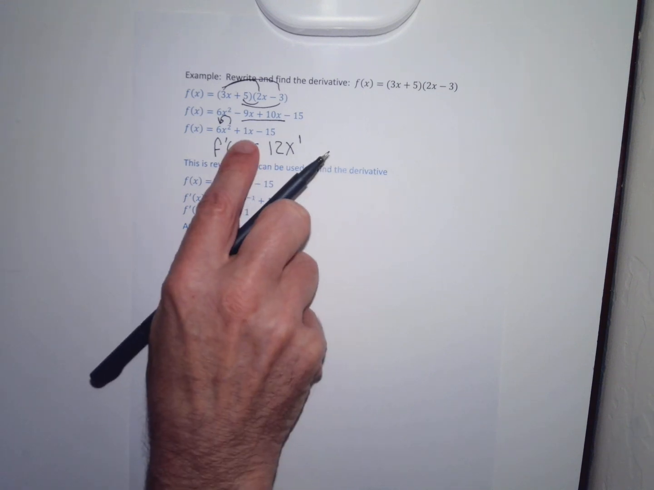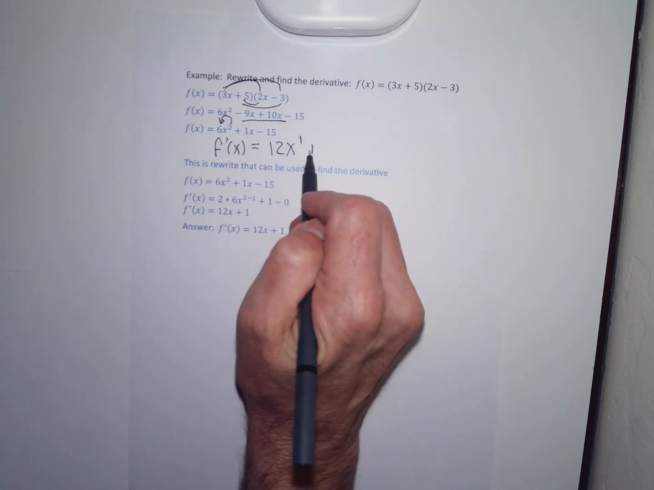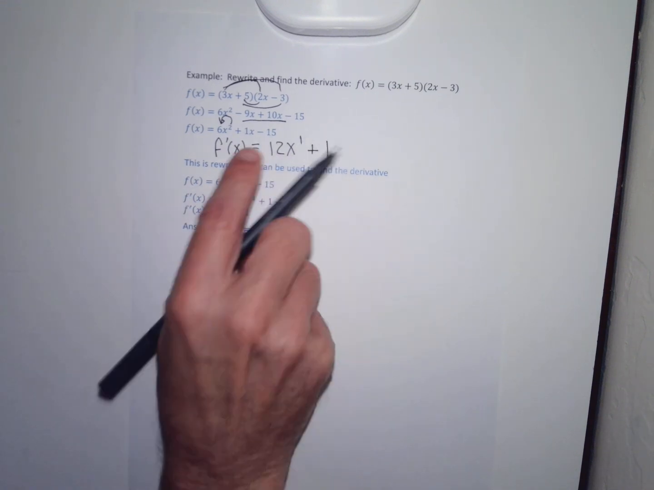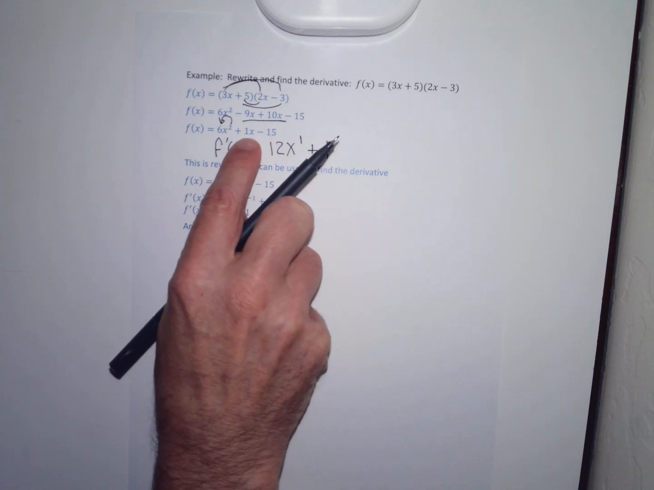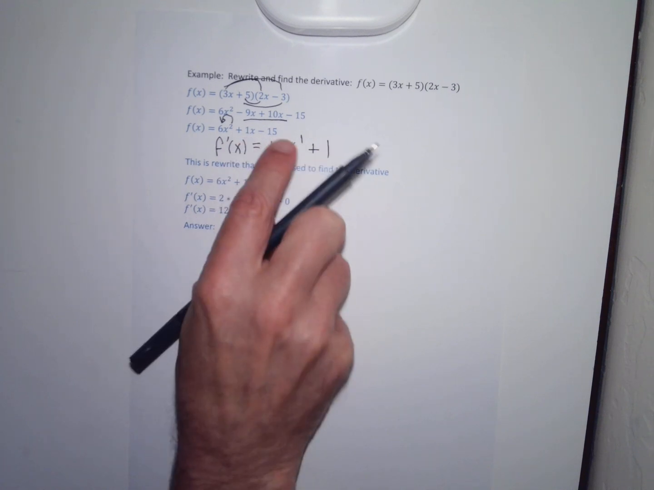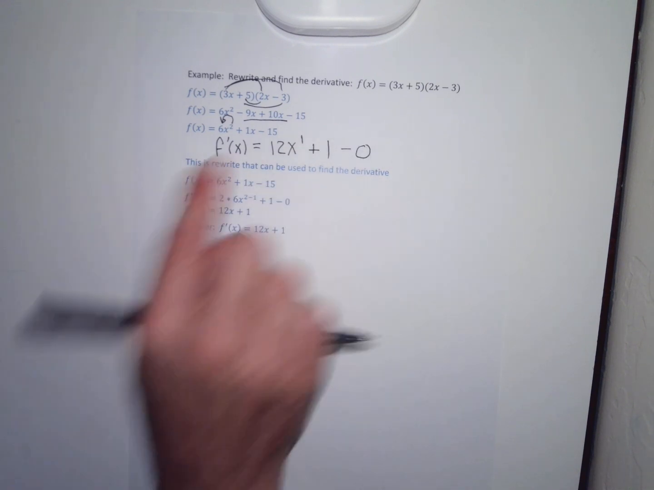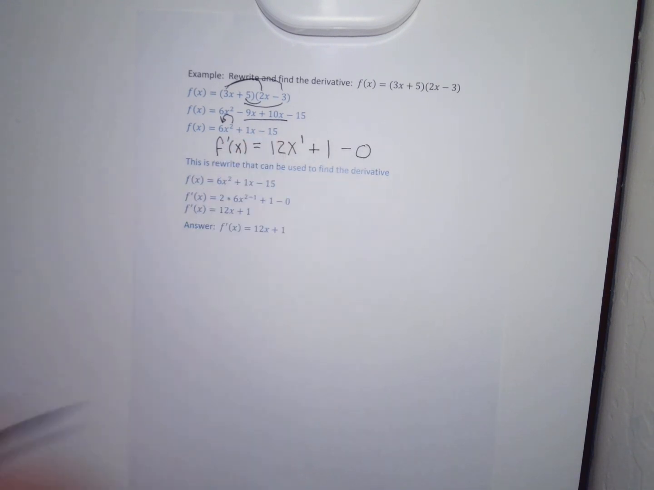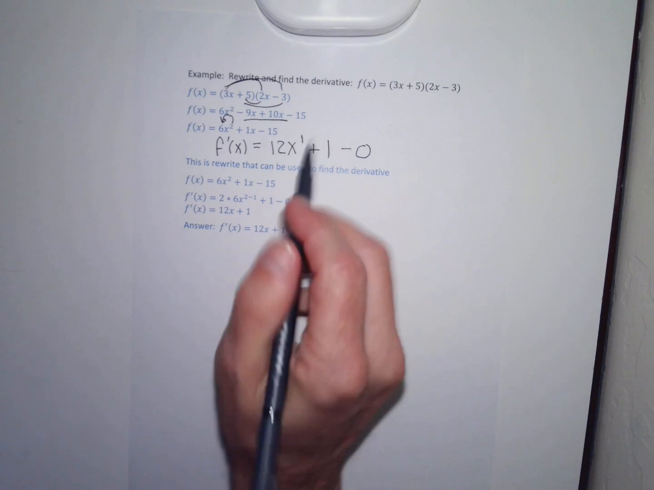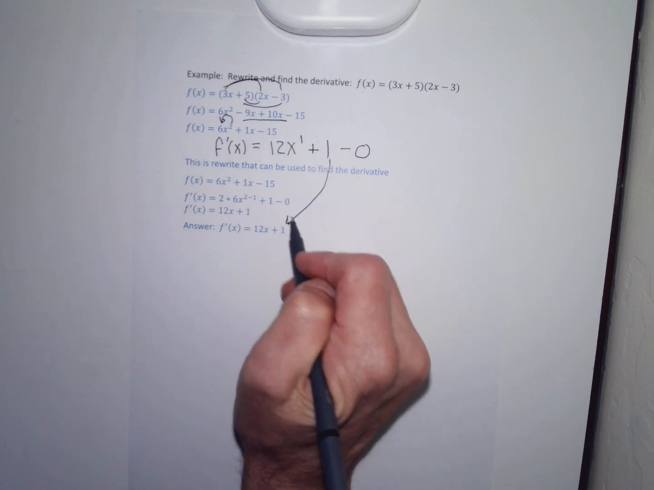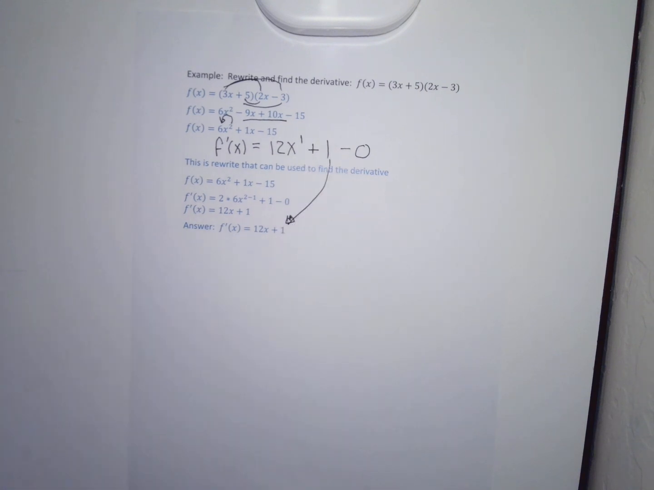Second term is a first power term. The derivative of any first power term is just its coefficient without an x. That's a shortcut that we'll use a lot and need to get good at. Last term is a constant. The derivative of any constant is 0. This is using the 2 tricks that I'm going to use over and over again. And rewriting that, I get the derivative is 12x plus 1.